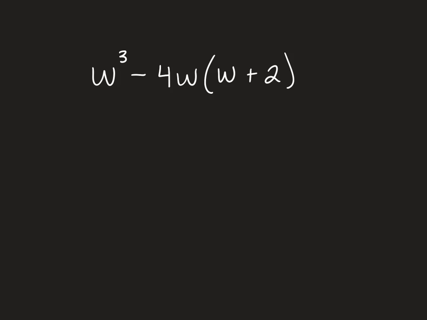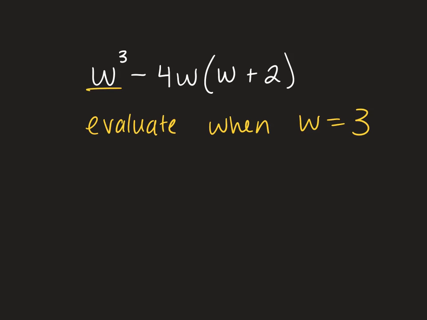All right, and if I or the book ask you to evaluate that, it's going to tell you to evaluate it for a specific value of w. So it would say, evaluate when w is equal to 3. What that means is you're going to replace all those w's with 3's and then use your order of operations to simplify it to a number. So we're going to take all of our w's and change them to 3's. So you're going to have 3 to the third minus 4 times 3 times 3 plus 2.